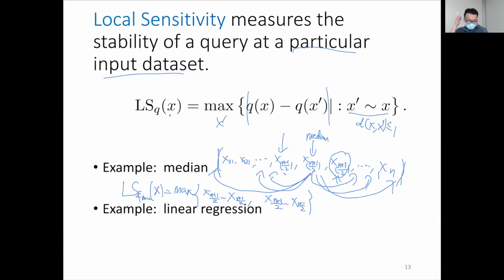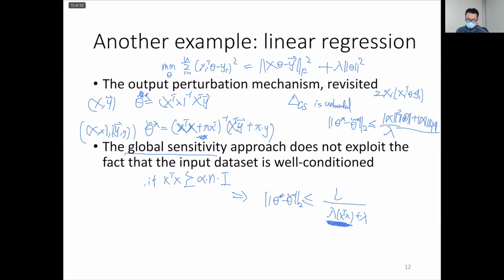So similarly, when we consider linear regression, what is the largest perturbation that we can get on this particular data set? Again, theta star is equal to (X transpose X) inverse X transpose y. You can still bound it, and based on our calculation earlier, the local sensitivity really would look like this.